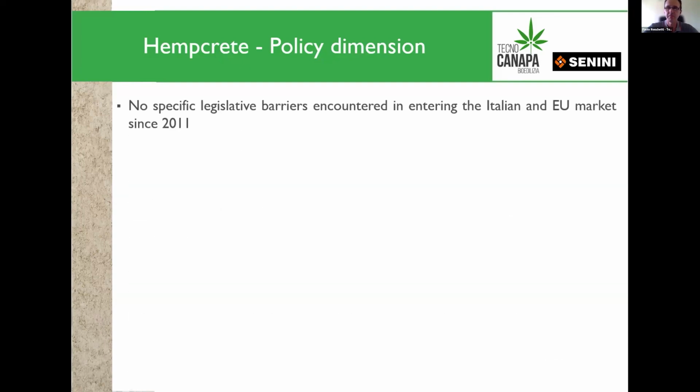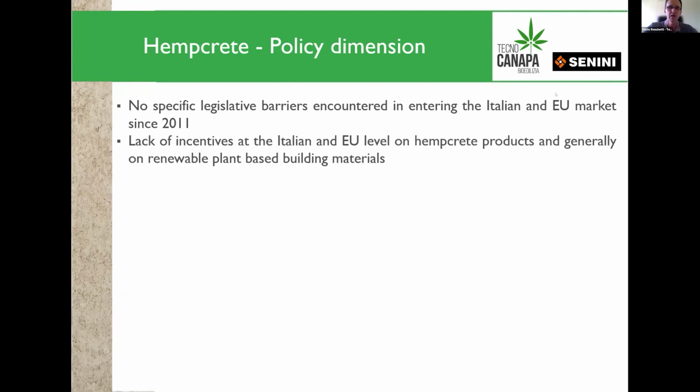So we started as pioneers in Italy with a startup company in 2011. The hempcrete market value was 0, so there was no hempcrete construction in Italy at the time. Fortunately, we didn't encounter any major barriers in terms of regulations. We just had to follow the construction materials regulations. So we basically certified all our products and applications according to the existing regulation, and so we were able to immediately start the business.